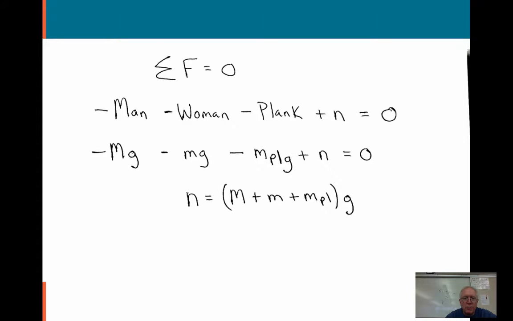Because we also wanted to find the normal force. So here are the sum of the forces. The force of the man would be negative. That's the weight of the man, capital M.